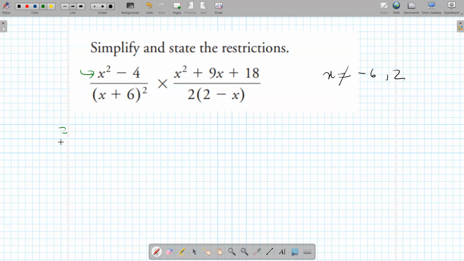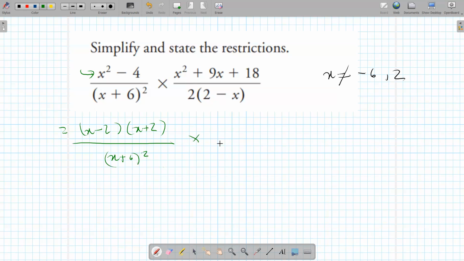Use the difference of squares. Do you remember how to do that? It's going to be something, something, two brackets. It's going to straight up factor. So x minus 2 and then x plus 2. That's it, right? x minus 2, x plus 2. That's factored. The bottom one is already in factored form. We don't have to touch that.